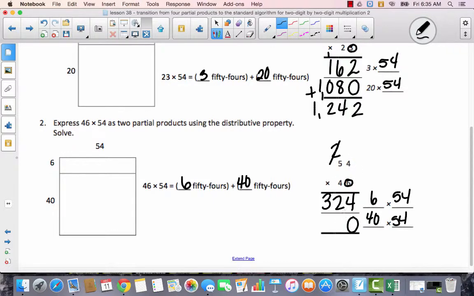4 times 4 is 16. This time I'm carrying a 1. 5 times 4 is 20, plus 1 is 21. So now when I add, I have 4, 8, 4, and 2. 2,484. So this part can get a little bit confusing.